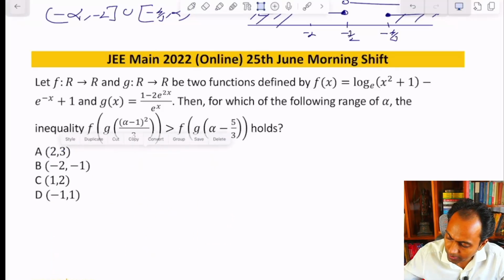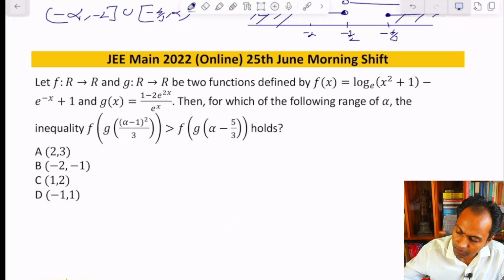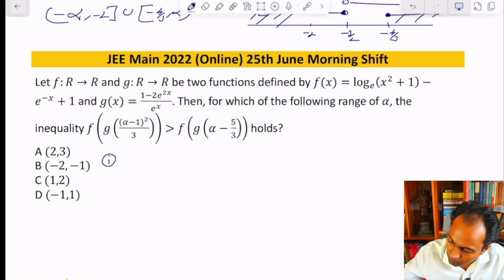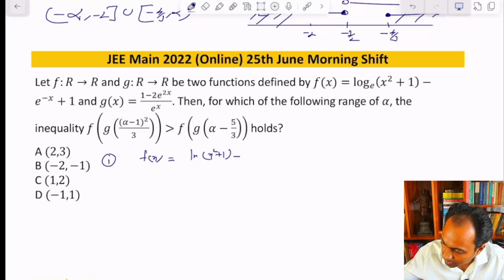The first step would be to figure out whether f(x) and g(x) are increasing or decreasing functions. So I will consider f(x) first. What I have is ln of (x square plus 1) minus e raised to the power minus x plus 1. If you differentiate this, in order to understand its increasing or decreasing nature, this will become 2x by (x square plus 1) plus e raised to the power minus x.